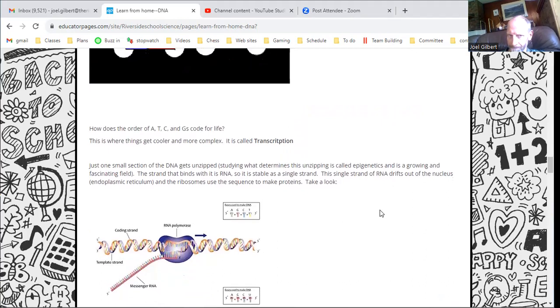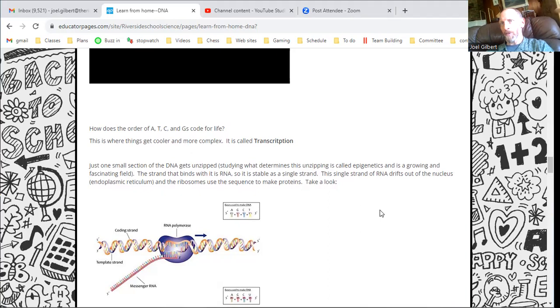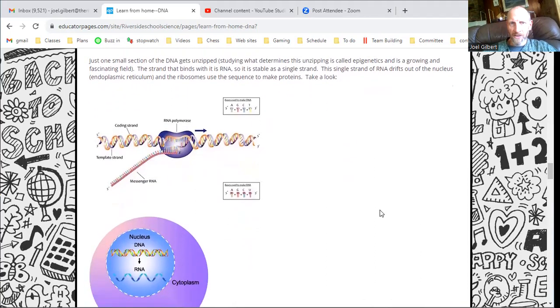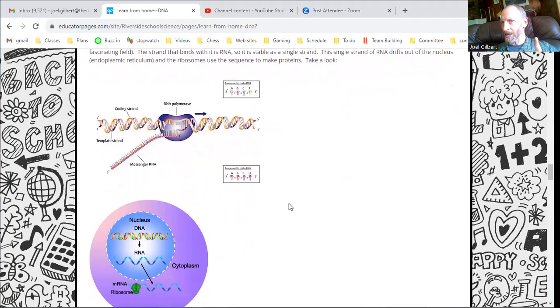So transcription is the process by which we transcribe DNA in the nucleus into RNA, ribonucleic acid. Notice it's not deoxy, so it's stable in a single strand form. So we're going to transcribe it from DNA into something that's stable enough and small enough to leave the nucleus. So we transcribe it into RNA. And this is more or less how it happens. It unzips just a section, not the whole strand of DNA.